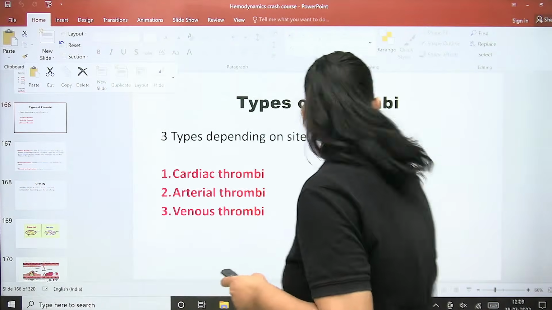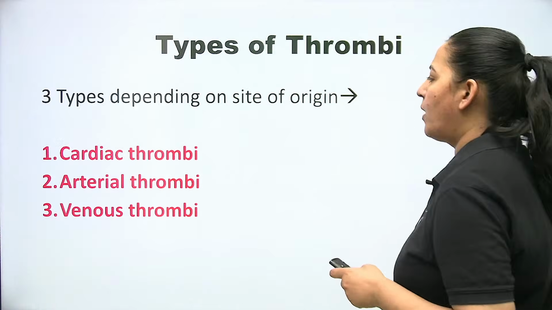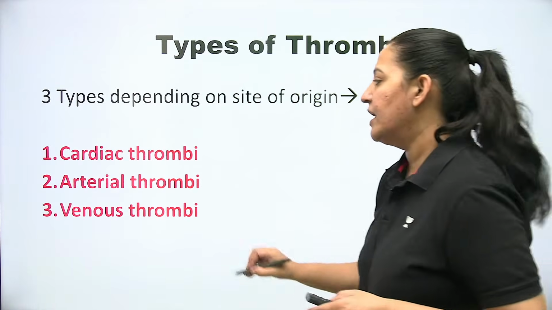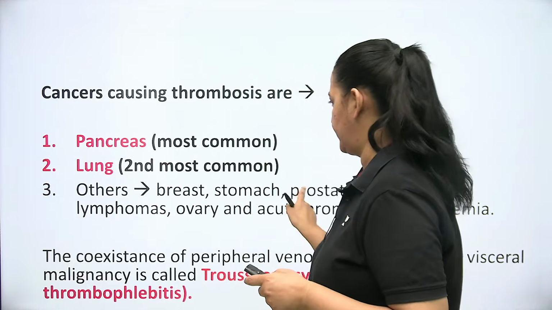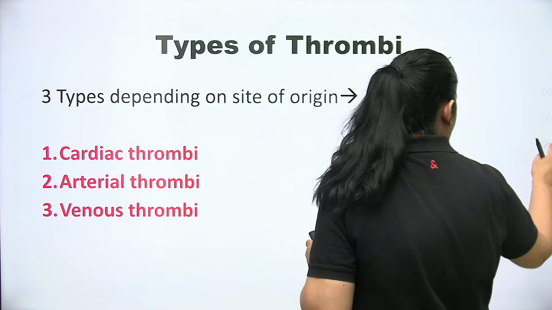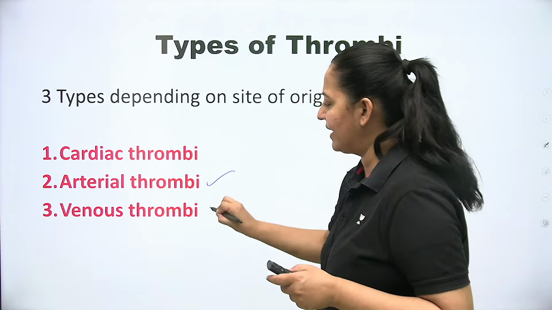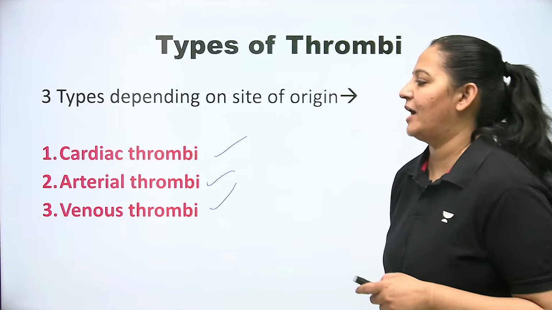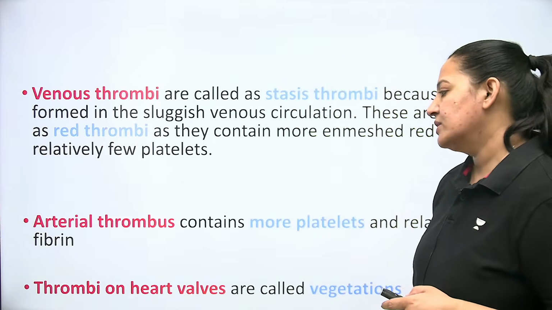Types of thrombus. What are the types of thrombus? There are 3 types of thrombus. If they are forming in the artery, it is arterial. If they are forming in the vein, these are venous. And if they are forming in the heart, they are cardiac. So there are 3 types: cardiac, arterial, and venous, right? So that is the thing.